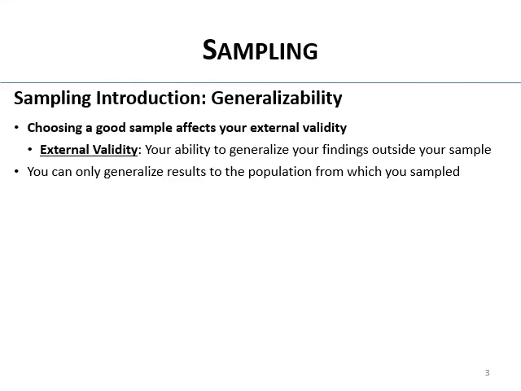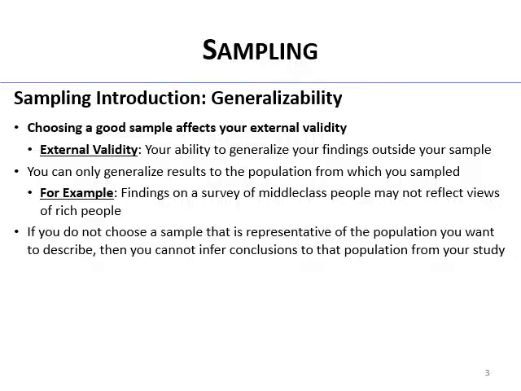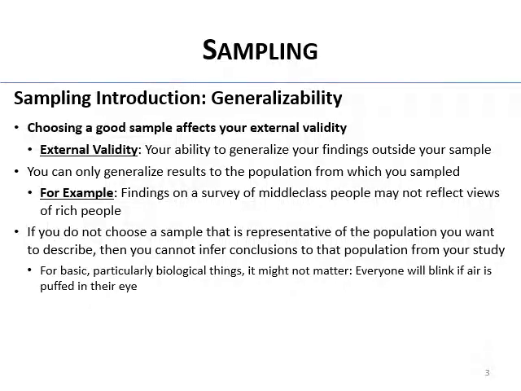It should kind of be obvious, but you can only generalize results to the population from which you sample. So findings on a survey of middle-class people may not reflect the views of rich people. Common sense, but you see it all the time where they're generalizing findings from some subgroup to a larger group. If you don't choose a sample that's representative of the full population you want to describe or generalize to, you can't infer conclusions to that population based on your study, right?